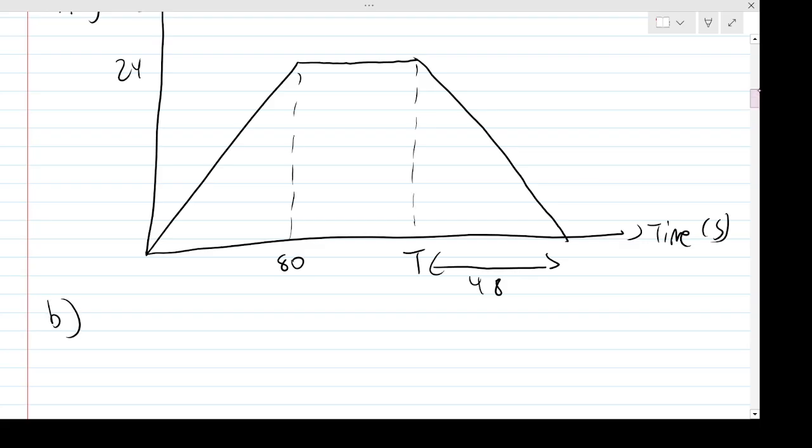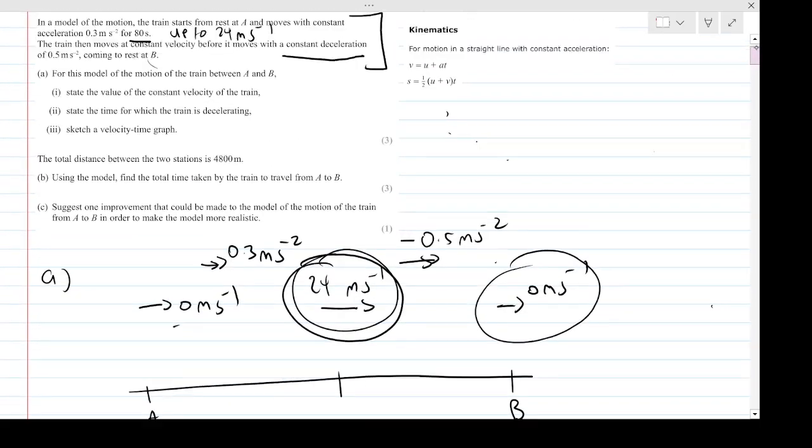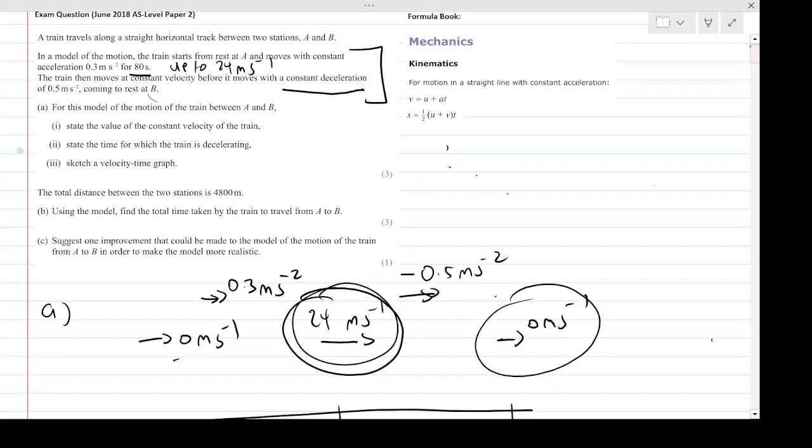Then it says in part B that the total distance between the two stations is 4,800 meters. Okay. Right.